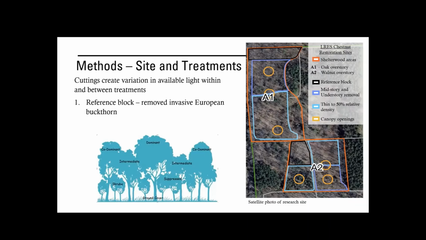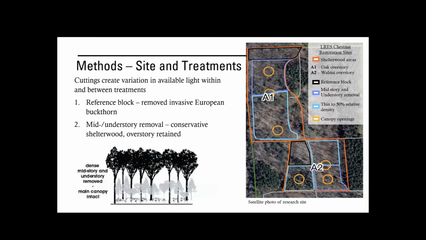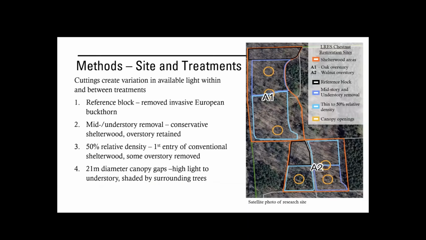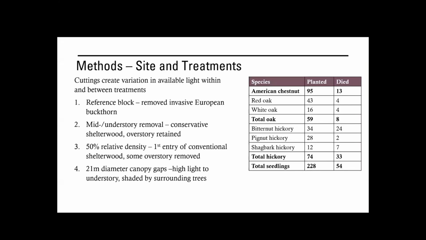Our first treatment was a reference where we removed only invasive buckthorn. Our second treatment was a mid-story and understory removal where the dominant stems were retained. Next, we did a thinning to 50% residual density, removing mid-story and understory, as well as a portion of the overstory. Finally, we installed several canopy gaps throughout the stand. Next, we planted chestnut in a grid across treatments and planted either an oak or hickory seedling nearby for comparison. We also chose to measure several naturally occurring sugar maple to include a shade-tolerant species in the study.